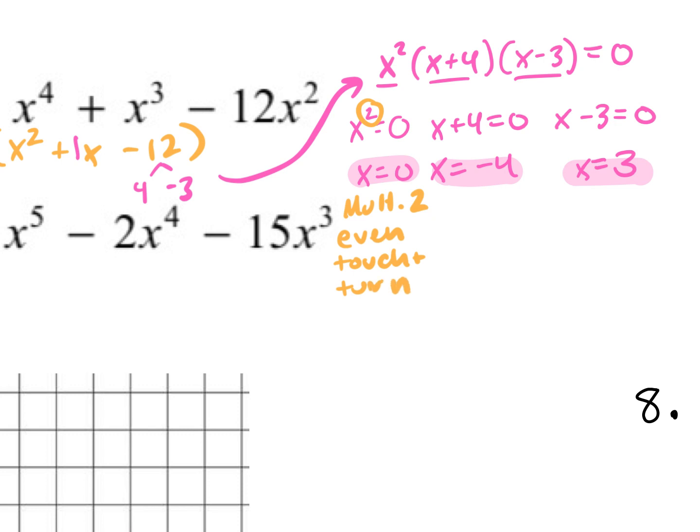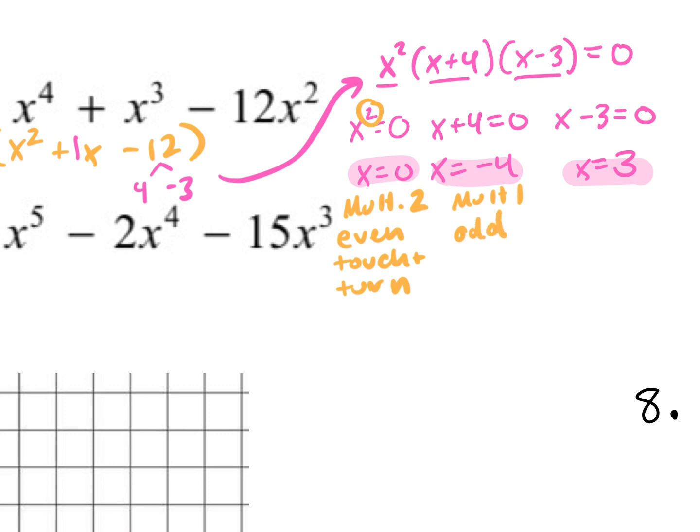How many x is equal to -4s do I have? 1. So I have a multiplicity of 1. Is it even or odd? Odd. What am I talking about when I say even or odd? The amount of that number that I have. So I have one of them. Is 1 even or odd? It's odd. So this would be odd.